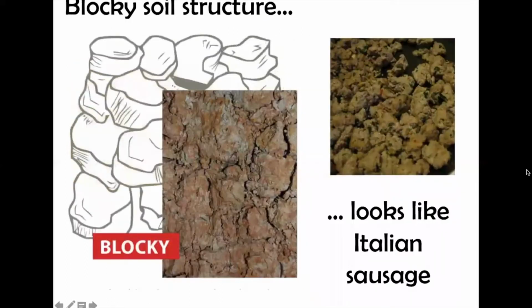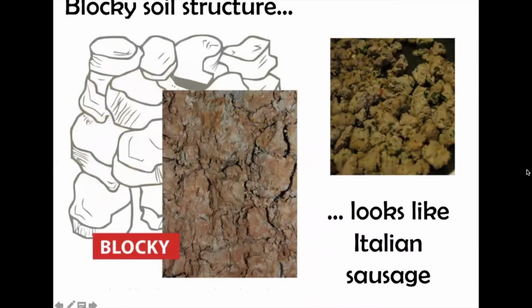Now we have blocky soil structure. These shapes are cube-like, and they have either very sharp or smooth edges. They're commonly found in the subsoil. And you can remember this because it looks a lot like Italian sausage.